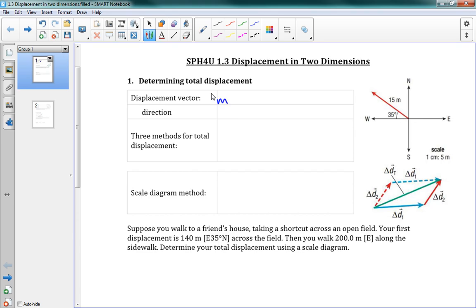of course, two important parts, magnitude and direction. Okay, and direction, you probably remember that we write things like west 35 degrees north to represent a direction. Okay, so this example on the left here, that's west 35 degrees north.